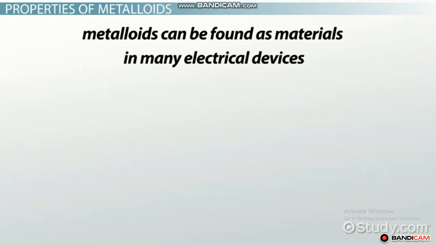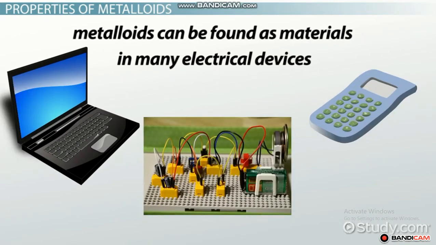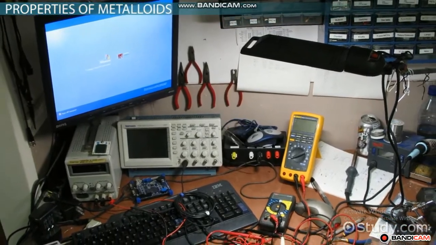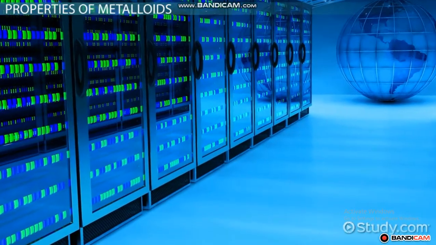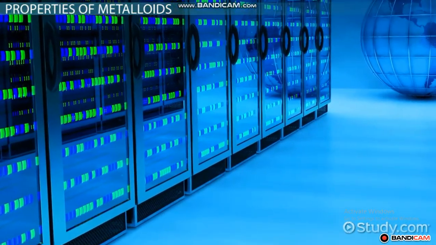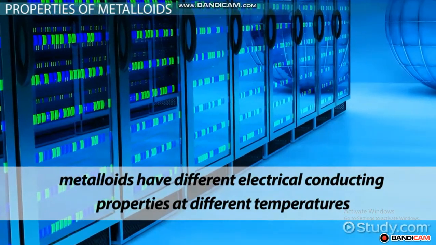Metalloids can be found as materials in many electrical devices, such as computers, circuits, and calculators. Their semiconductor properties make these materials a good choice for electronics. Innovations in technology have allowed semiconductors to switch electronics on and off by using temperature changes, since metalloids have different electrical conducting properties at different temperatures.